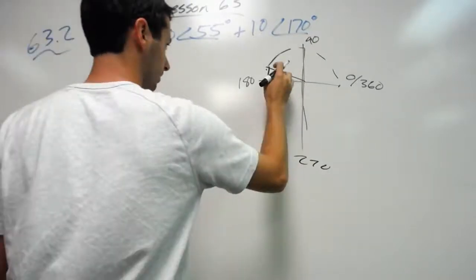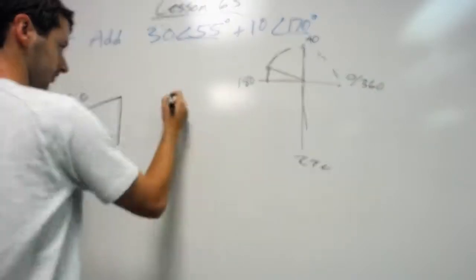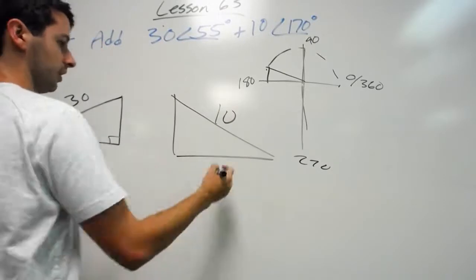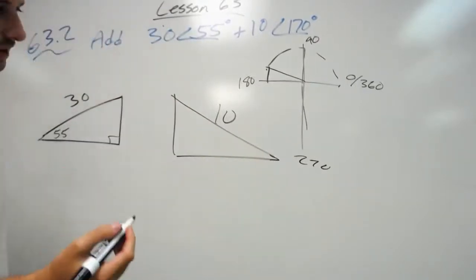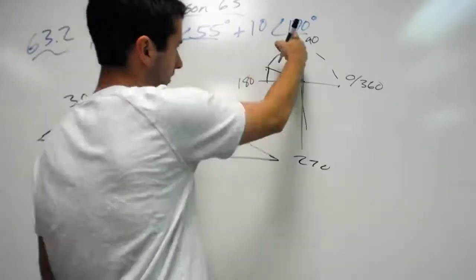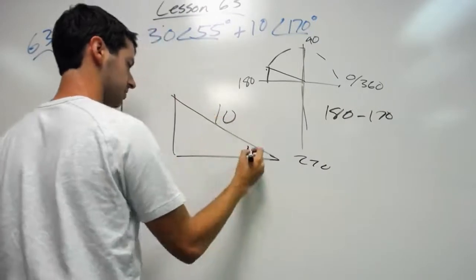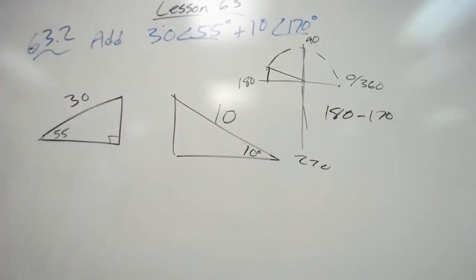Remember, always connect the triangle to the horizontal. So we have a hypotenuse of 10. Now what is this angle? It is the absolute value of our horizontal minus our degree. So 180 minus 170 is a measure of 10 degrees. So we have a hypotenuse of 10 and a theta, or degree, of 10.